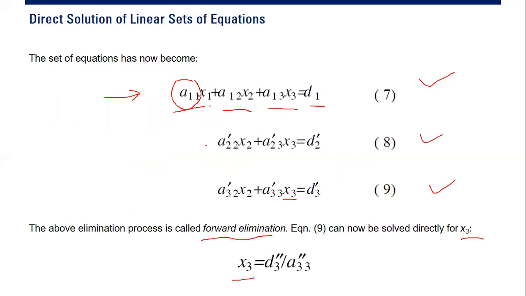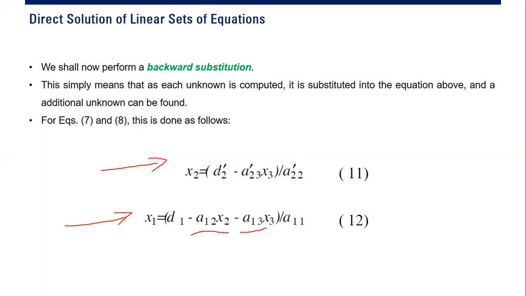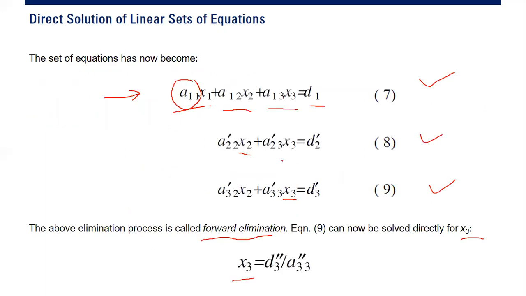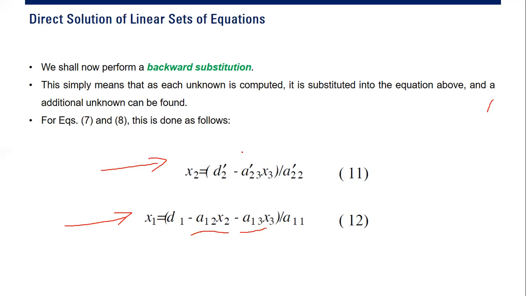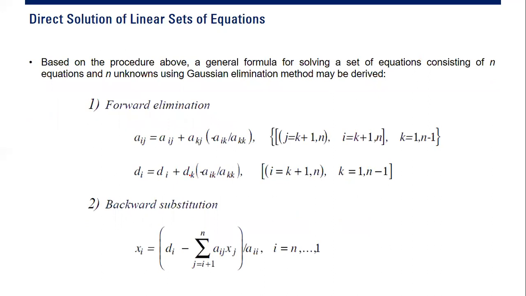And for x2, again, it should be d2 double prime, I call this symbol double prime, minus a23 double prime x3, and all of them divided by a22 double prime, which is the coefficient of x2. So we got that, we understand that, right? So it's easy. x2 and x1 are easy to calculate. Based on the procedure above, a general formula for solving a set of n equations and n unknowns using the Gaussian elimination method may be derived as follows.